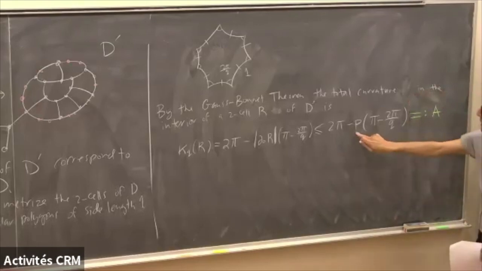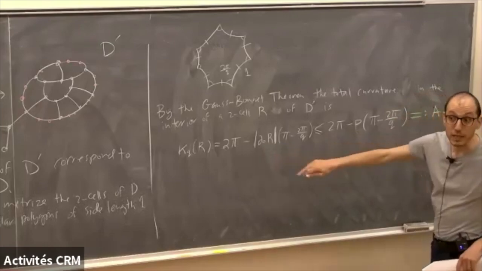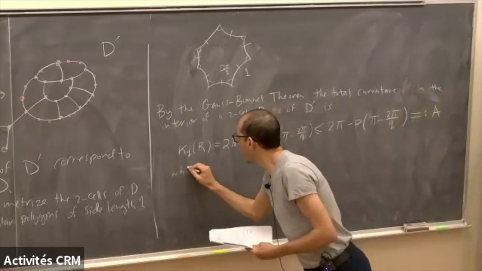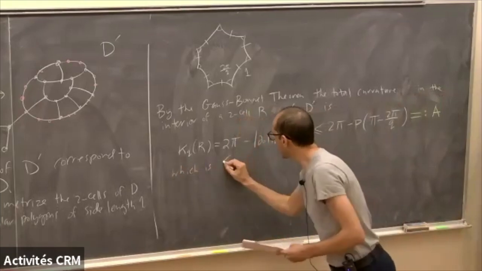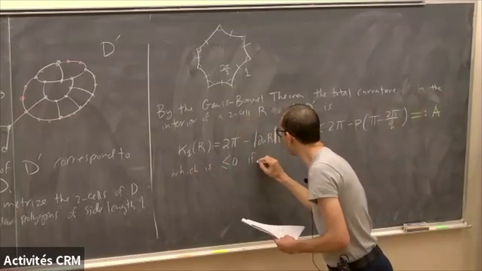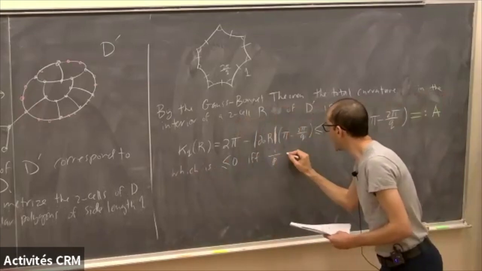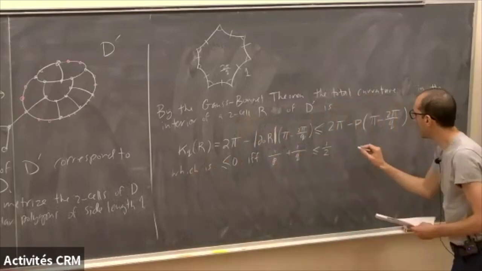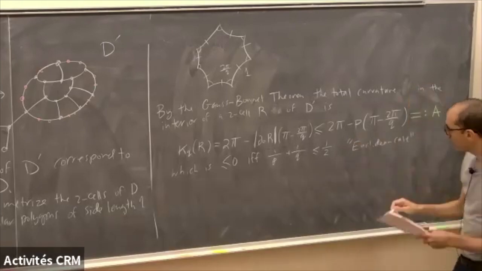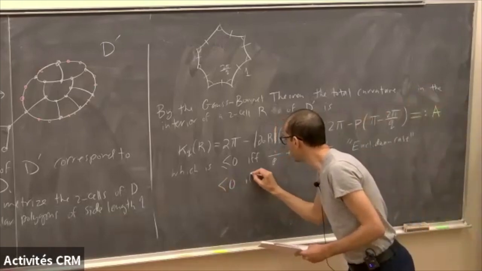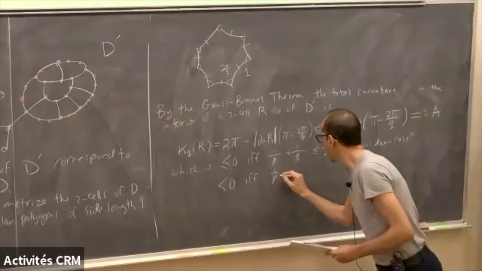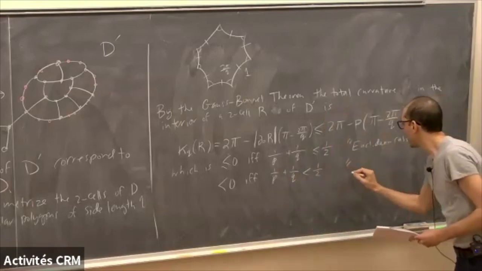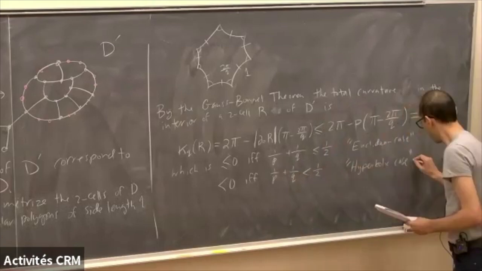Okay, and this p because our cells all have length at least p. Boundary length. So the value on the right is less than or equal to 0 if and only if 1 over p plus 1 over q is at most half. And this is what we call the Euclidean case. And it's strictly less than 0 if and only if 1 over p plus 1 over q is strictly less than half. And that's what we call the hyperbolic case.